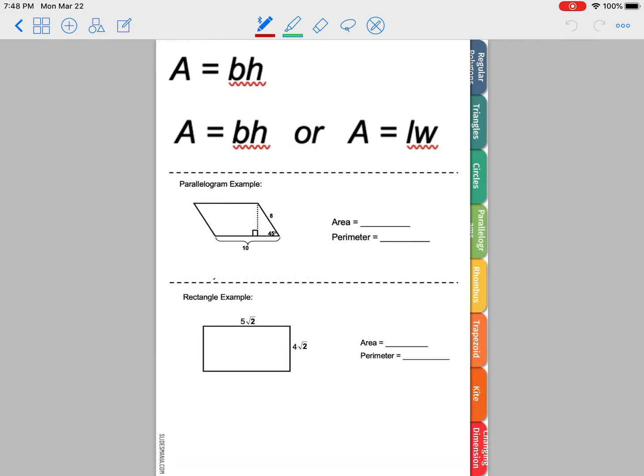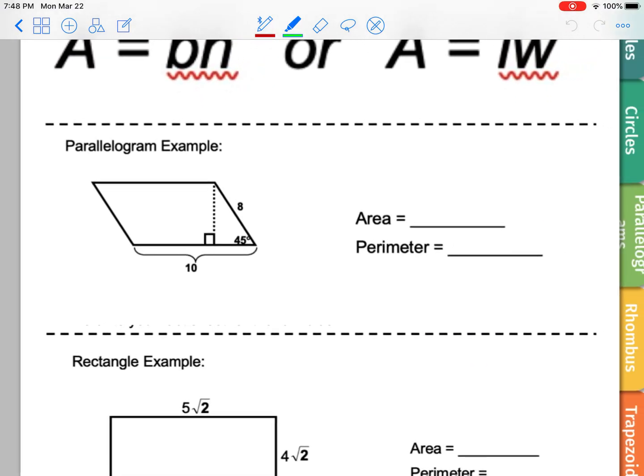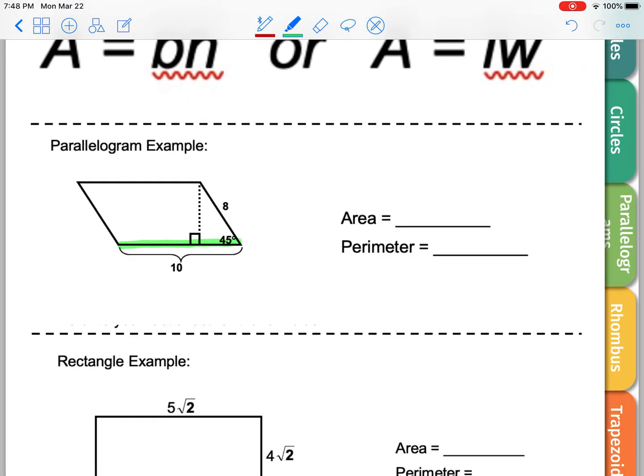So let's start with parallelograms. We know the formula for a parallelogram is just base times height. You cannot use a slanted side. You have to use the true height, which is perpendicular to the base. So in order to do this, you need the base and the height for the area. But for the perimeter, you would need the outside pieces. Okay, so let's find all those pieces first.